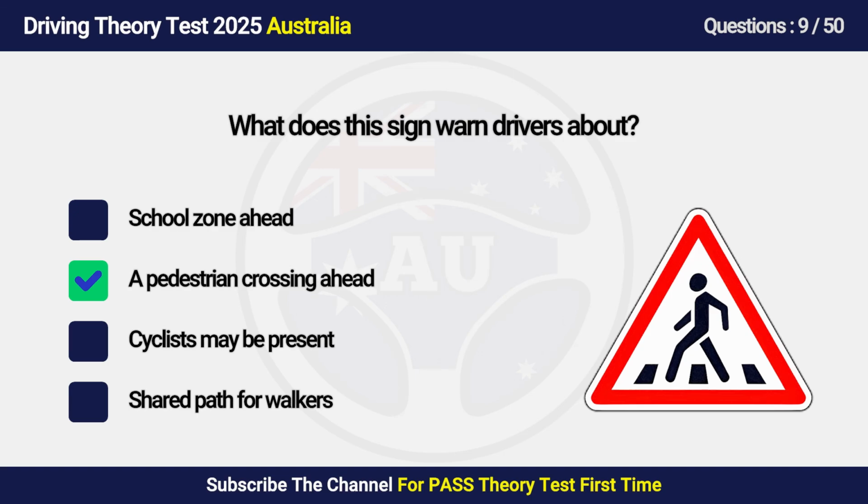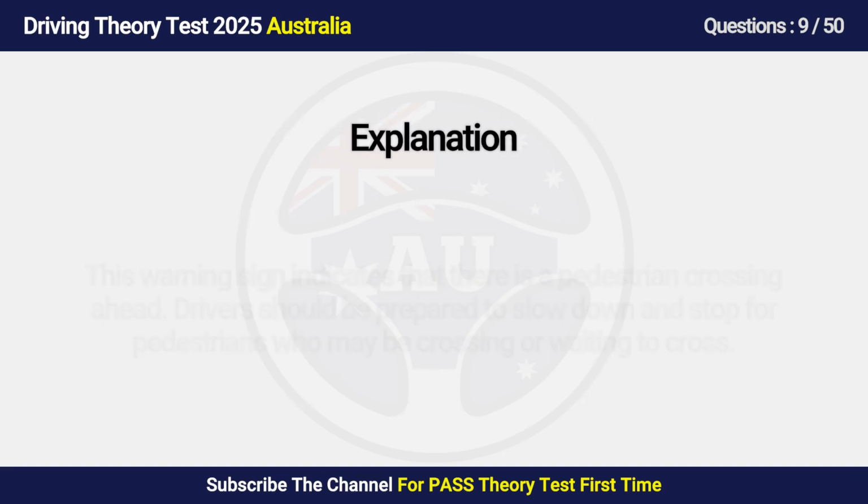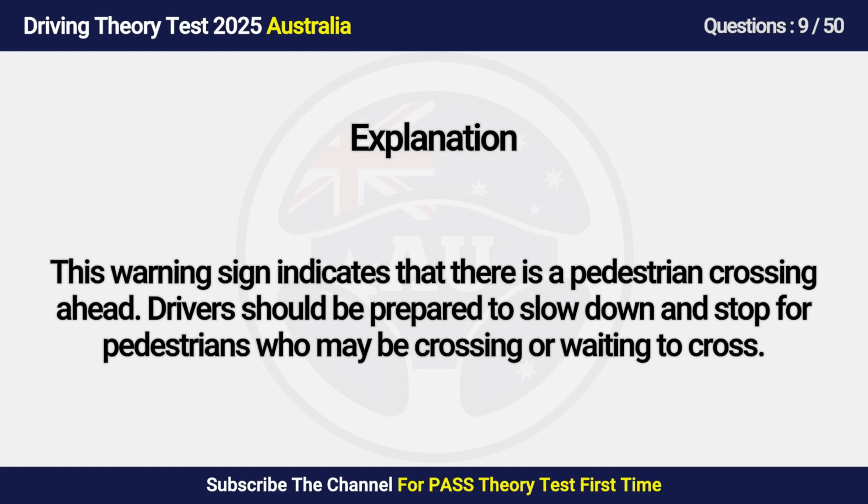Answer is B. A pedestrian crossing ahead. This warning sign indicates that there is a pedestrian crossing ahead. Drivers should be prepared to slow down and stop for pedestrians who may be crossing or waiting to cross.